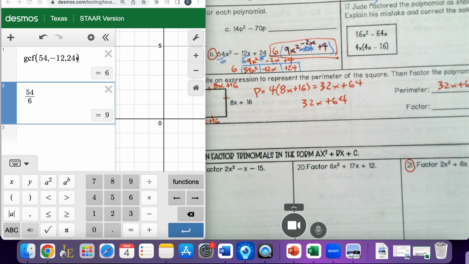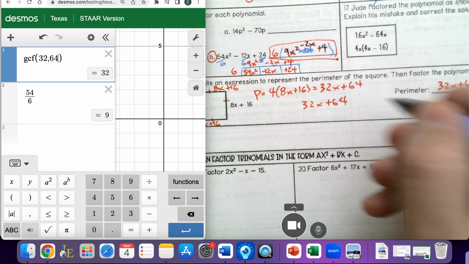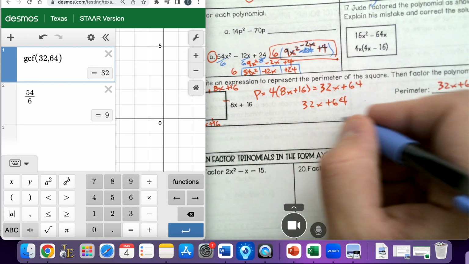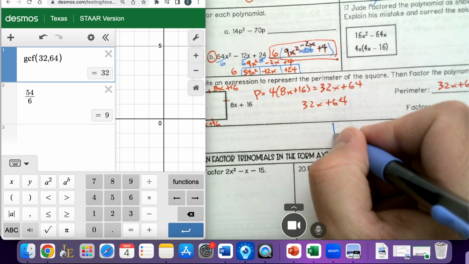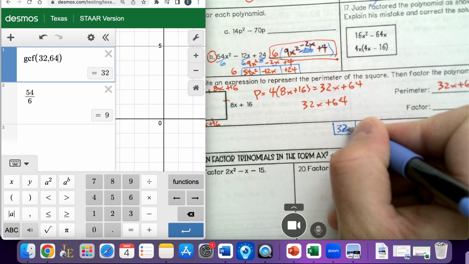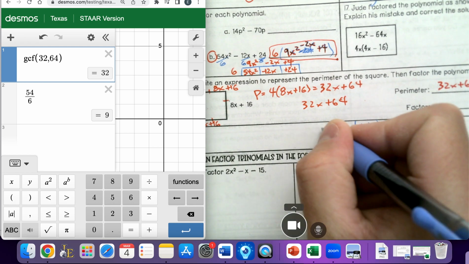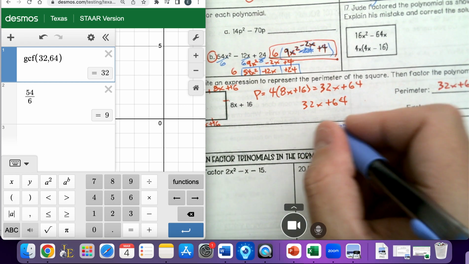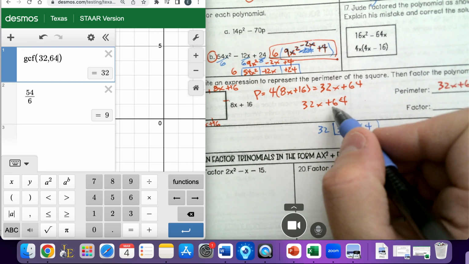So we will go with a 32, comma 64 that is. And it looks like the greatest common factor of 32 and 64 is 32. So I can literally pull out a 32 here. And so we'll do this down here. I need more space. So we'll put the 32x here, and the 64 here. We'll do the 32 here. And so I can't factor out an x from both of these. So the greatest common factor is just 32.